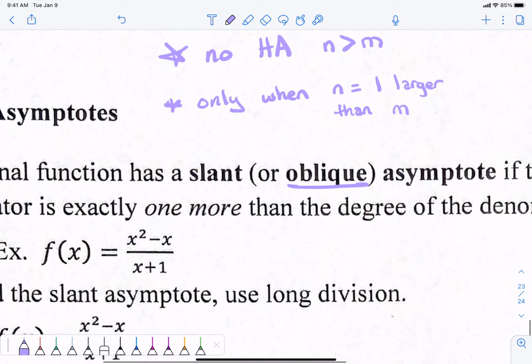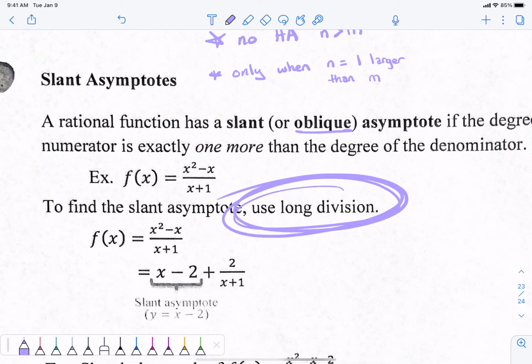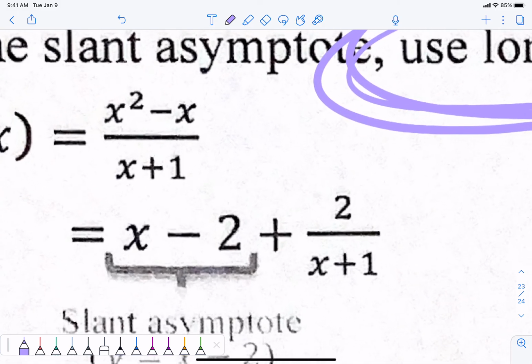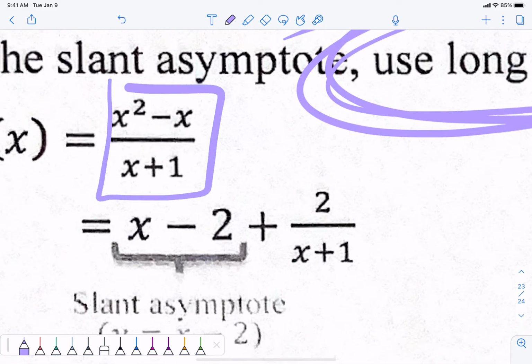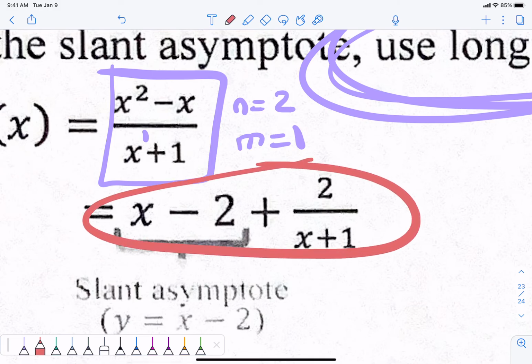Okay? Here's how you find a slant. You use long division. Okay, so they went ahead and did this. They divided out these 2 things, okay? And if we look at this, our n is 2 and our m is 1, right? This is to the first power, okay? Which means we don't have a HA, and since it's 1 larger, we do have a slant, okay? And this is what they got when they divided it.